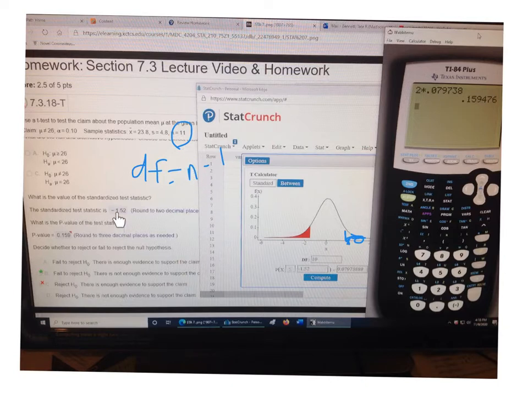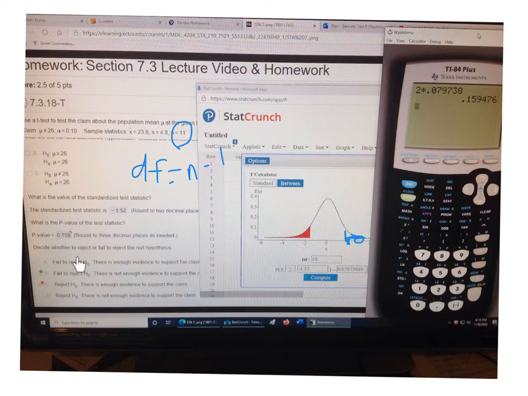You already have this part here, negative 1.52, and I did left tail, and it gives you this area here. Well, since it's a two-tailed test, you've got to get the symmetric area over here. So you've got to double this number, so you take 2 times it, and you get 0.159 if you round to 3 places.